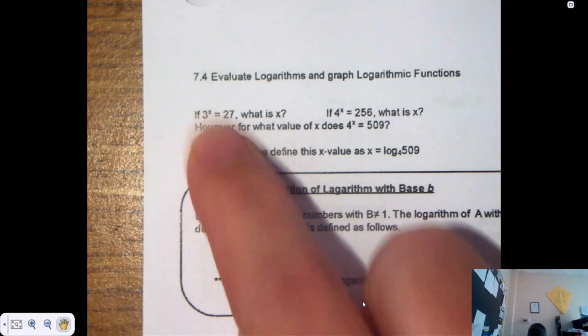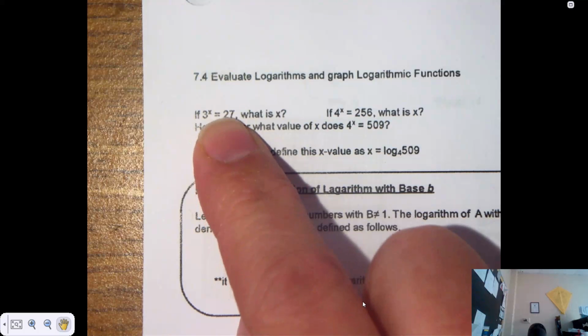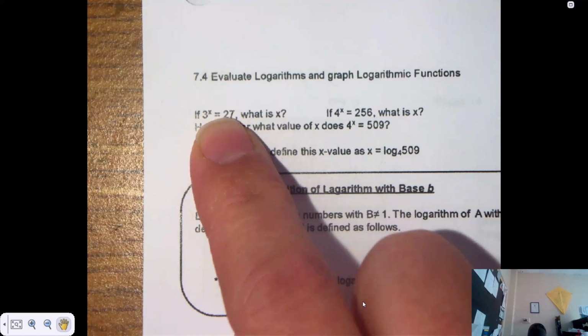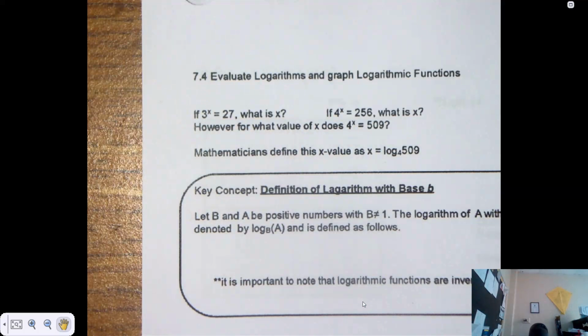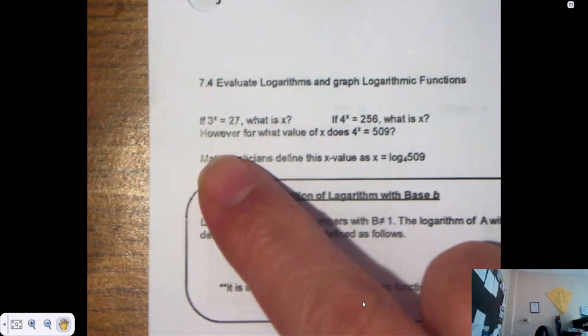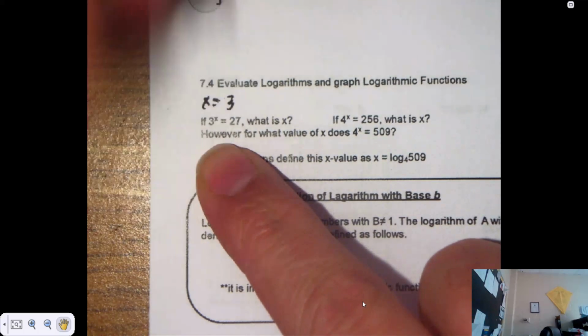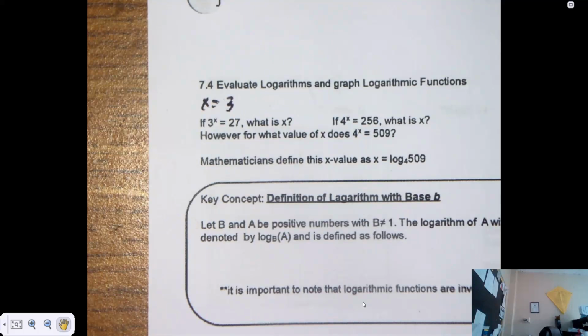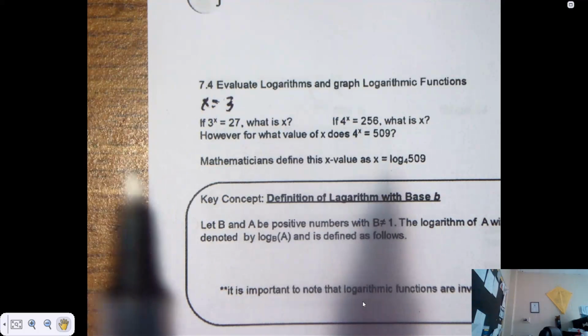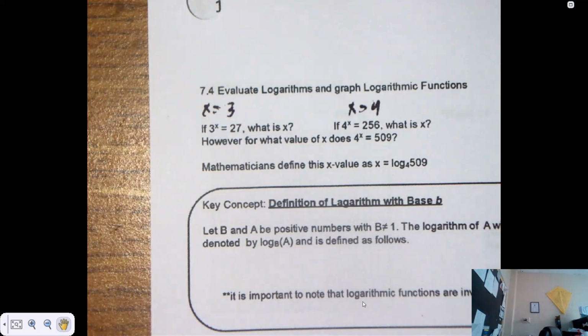First off, I ain't got time to goof around. Can you answer a question like this without a calculator? If 3 to the x is 27, what is x? 3. Most people can answer questions like that because 3 cubed is 27. So x is 3. How about if 4 to the x is 256, what is x? 4 is correct. You can answer stuff like that without technology. It's not that hard to do.